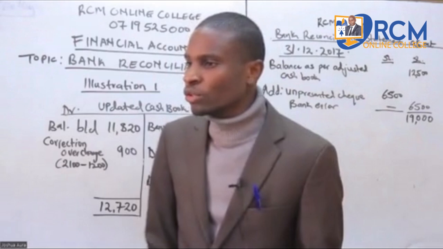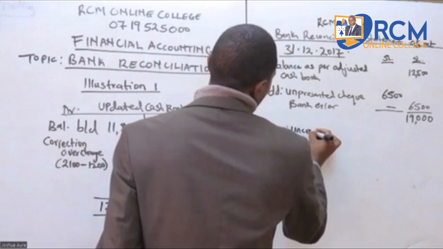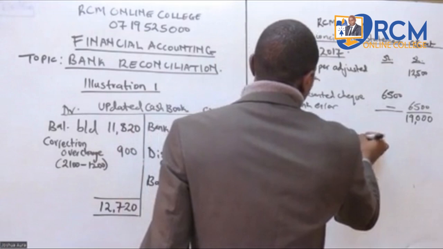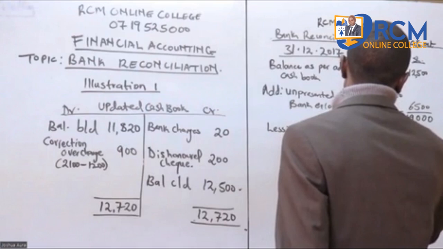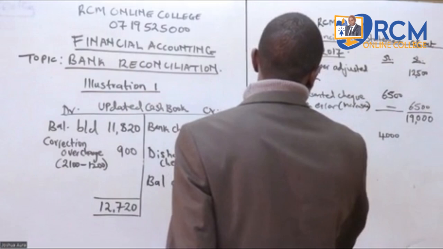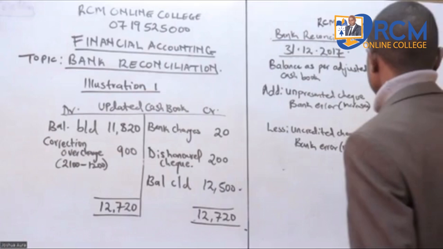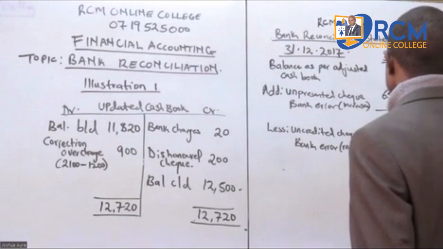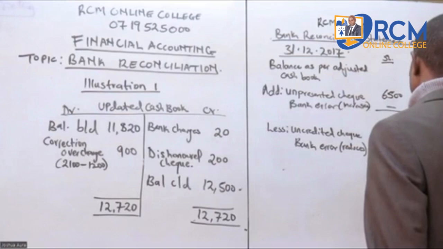Then I have to continue by lessing any uncredited check. You can look at the question. You can see we are given one there, amounting to 4,000. So this is an uncredited check of 4,000. If we had a bank error that reduces the bank balance, we would also subtract it, but we don't have any. So you subtract from the given total, and I'm going to get 15,000.